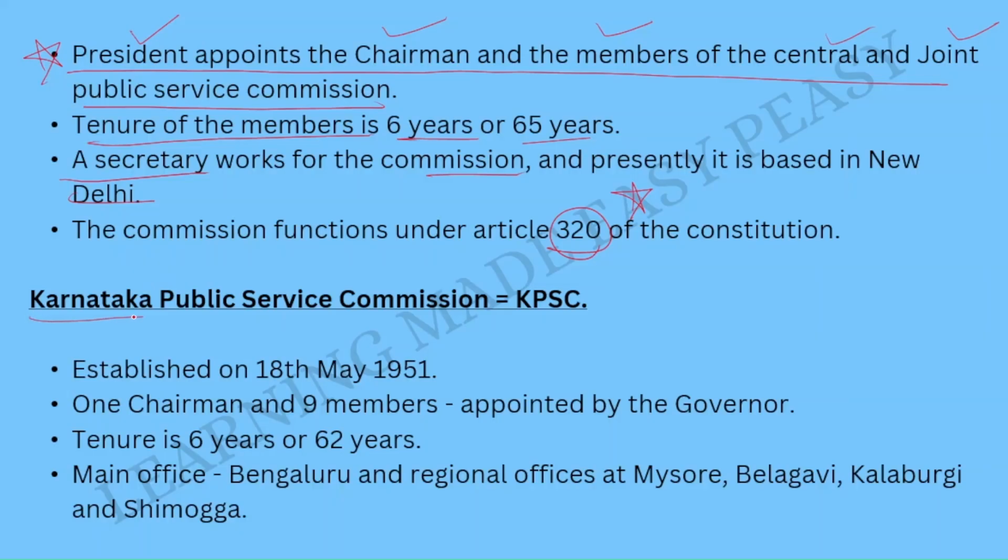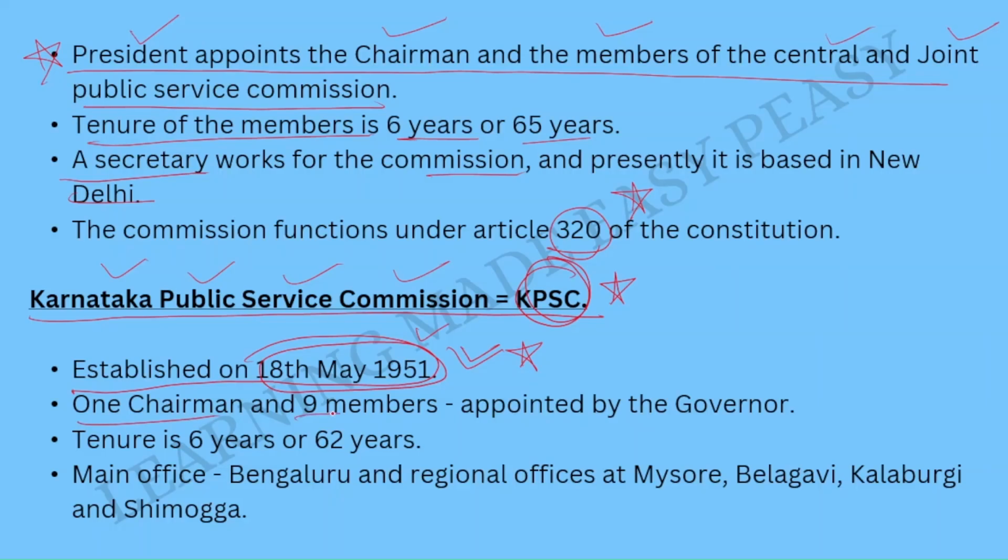Then we have the Karnataka Public Service Commission, which is also called KPSC. The abbreviation is important. KPSC means what? Karnataka Public Service Commission. So please remember this. Karnataka Public Service Commission or KPSC was established on 18th May 1951. This date is very, very important. When was it established? 18th May 1951. Please remember this.